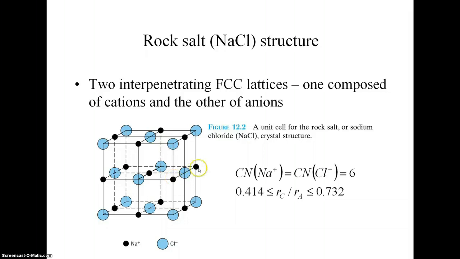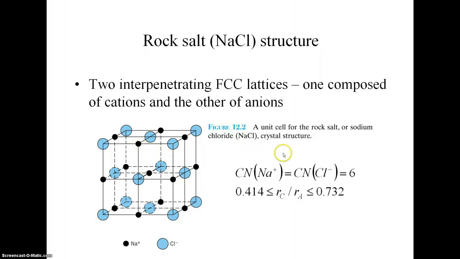Okay. Now, this itself doesn't look like a face-centered cube for the sodium, but if we were to flip things around, so we put the black where the blue is and the blue where the black is, and then we add them together, you're going to have the same sort of crystal structure. So you can think of it as either the blue spheres in a face-centered cube with the black in between, or vice versa, the black on a face-centered cube with the blue in between.